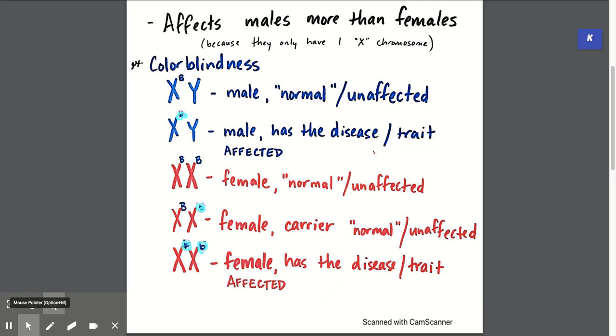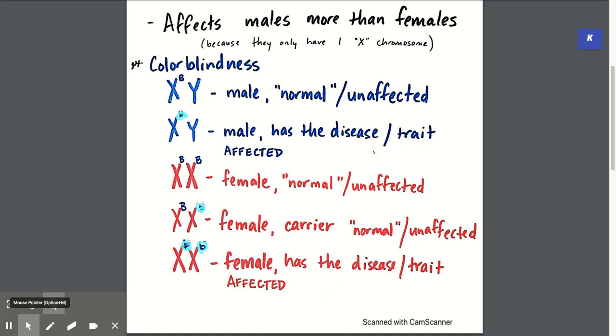So this individual is normal. This individual is unaffected. Now, in this next example, this individual has two X chromosomes, is female genetically, has one capital B, and then one of these lowercase b's. This individual is normal because that capital B, that good copy, covers up the bad copy. So this female is not colorblind.